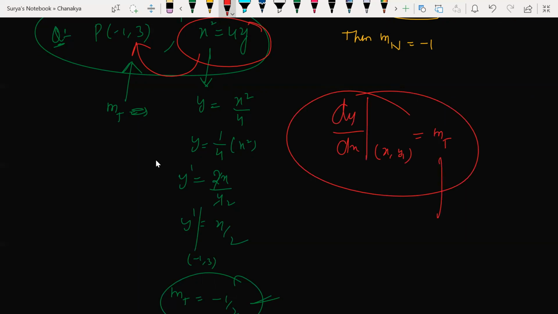Once I know the slope of the tangent, slope of the normal is easy to find out. I'll be equating with the perpendicularity condition and finding out slope of the normal, since tangent and normal are both perpendicular to each other. Am I correct or not? Hope it is clear, beta.